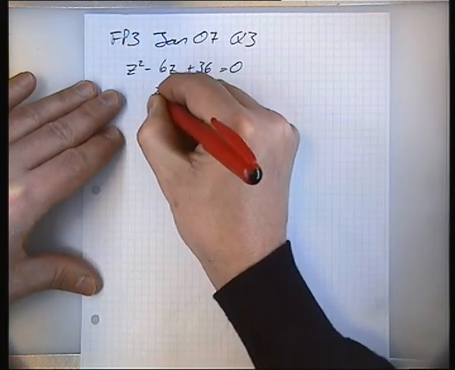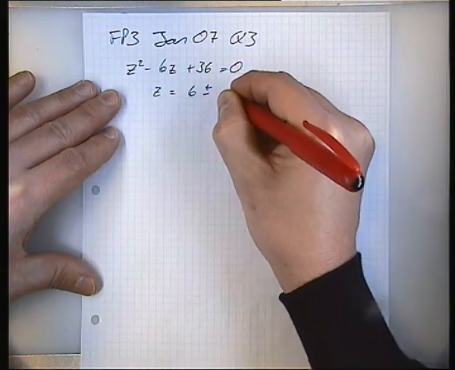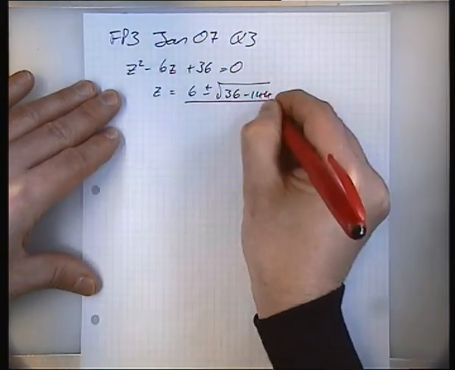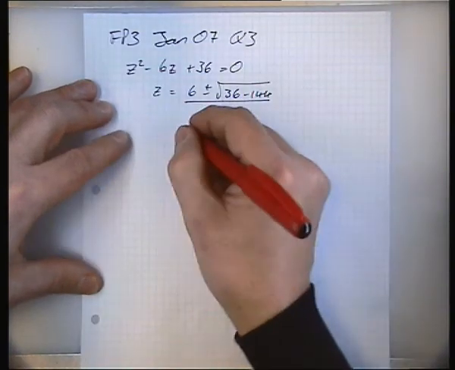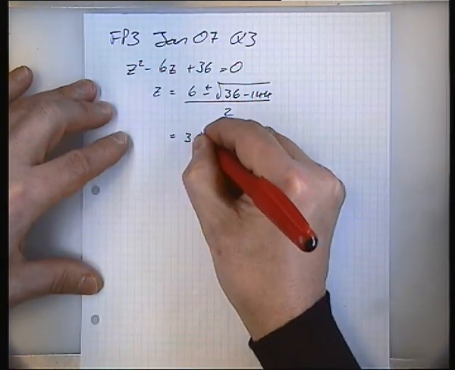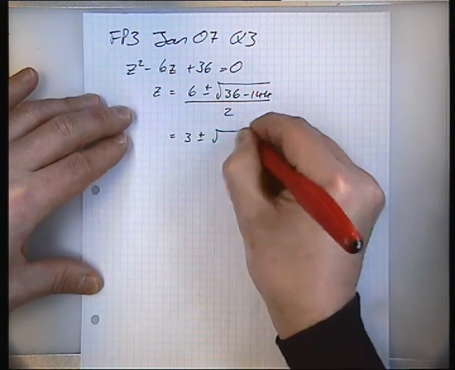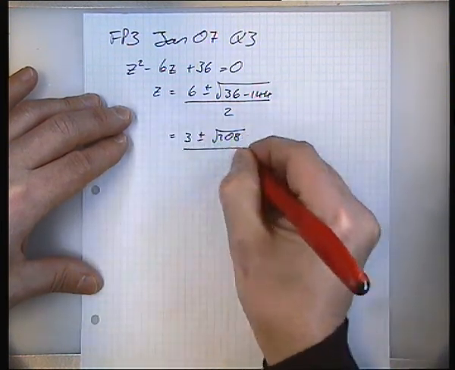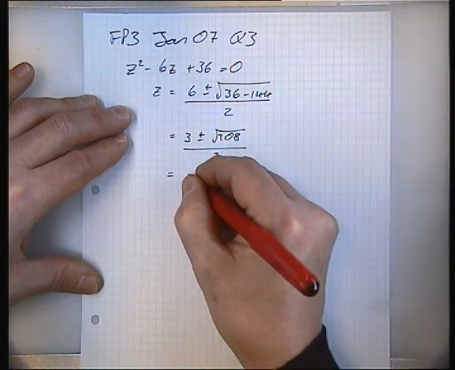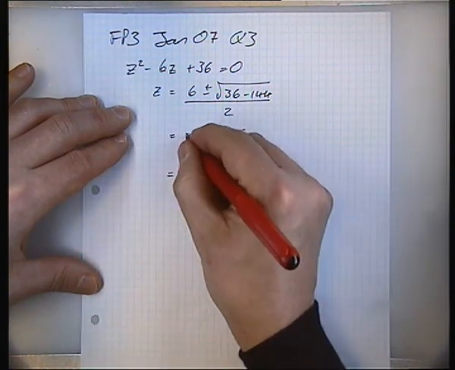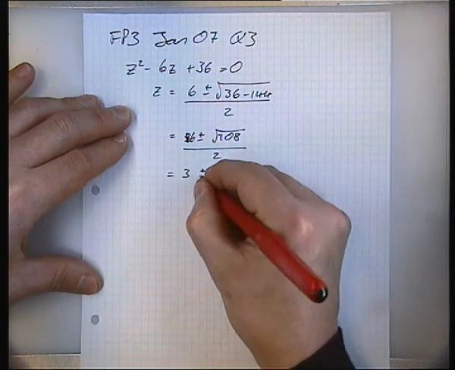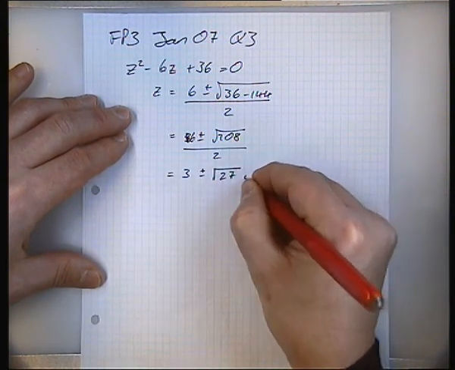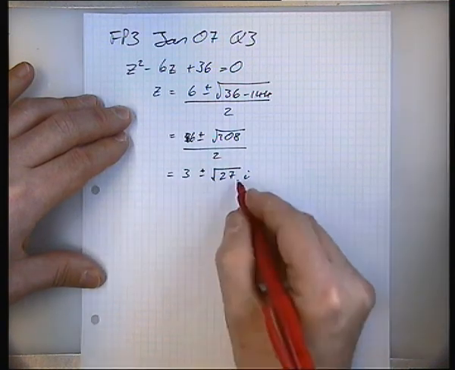Now, put that into the formula. z equals 6 plus or minus root 36 minus 144 all over 2. Simplify that down a bit and we're going to get 3 plus or minus root minus 108 all over 2, which is 3, sorry, getting ahead of myself there. That's 3 plus or minus. Now this one simplifies down to root 27i. 3 plus or minus root 27i.